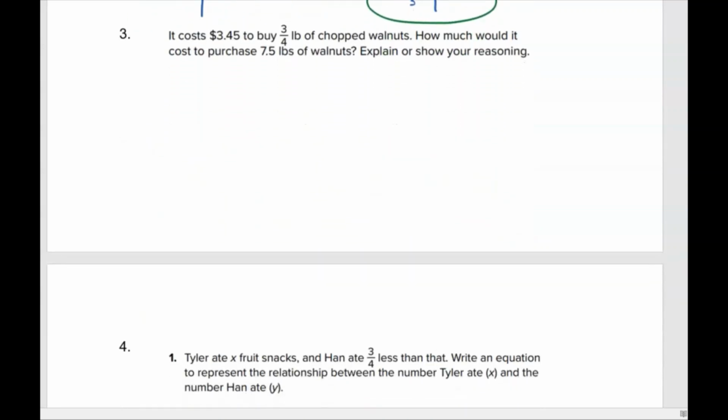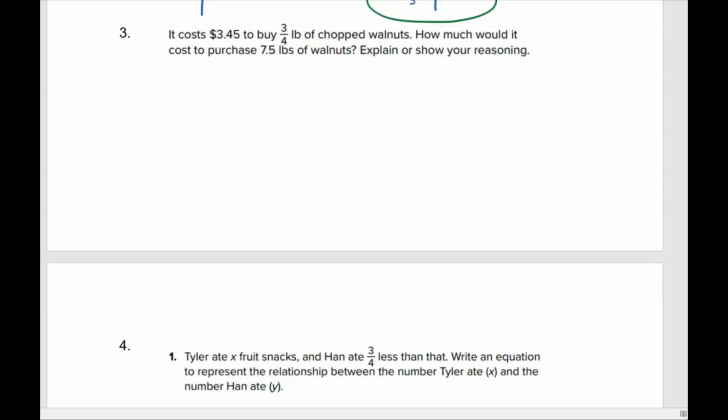Moving on to number 3. It costs $3.45 to buy 3/4 pounds of chopped walnuts. Kind of expensive. How much would it cost to purchase 7.5 pounds of walnuts? Okay, and then explain or show your reasoning.